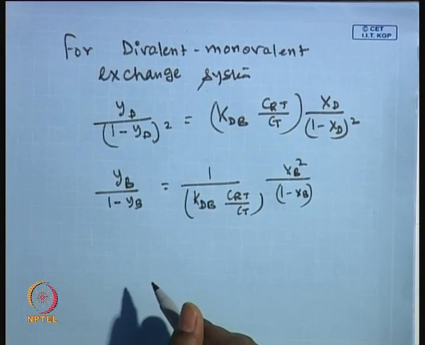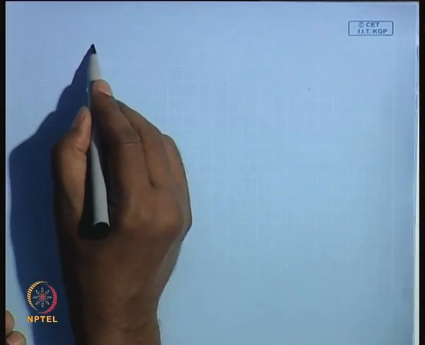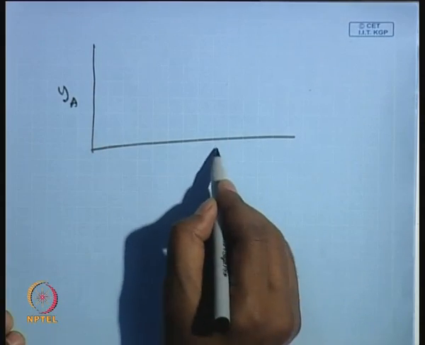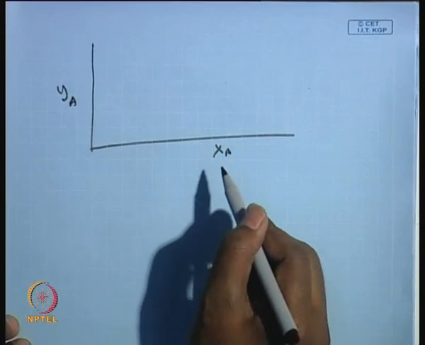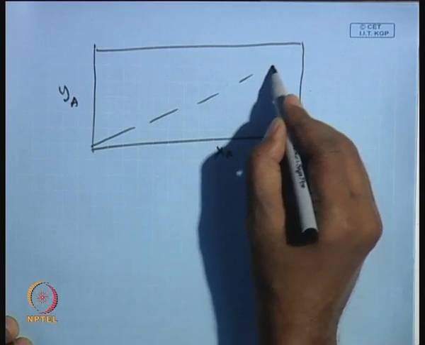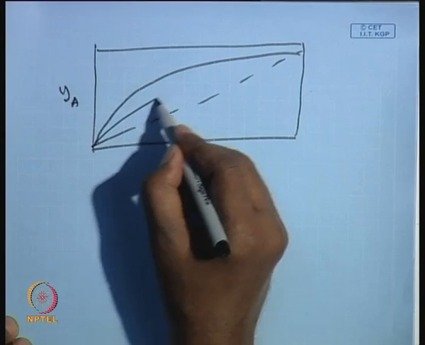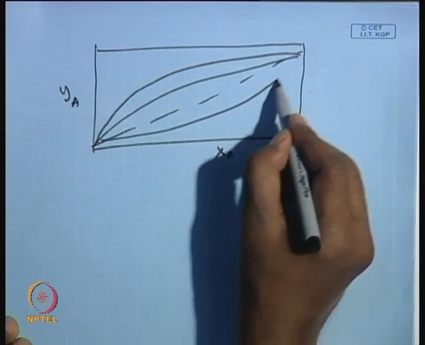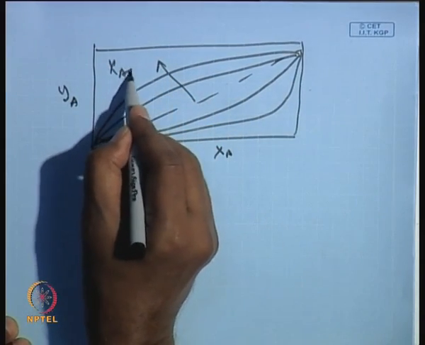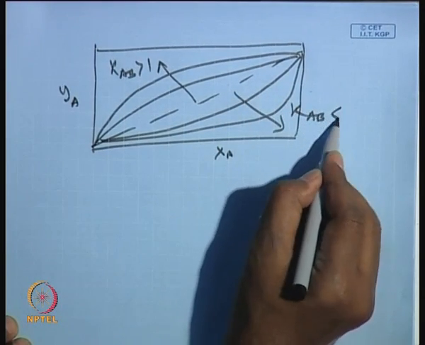Now, using this equilibrium, if you look into the equilibrium curves, they will look something like this. If you plot Y_A versus X_A, this is, let us say, a 45-degree line. You will be getting curves like this. On the other hand, you will be getting curves like this. And these will be K_AB is much greater than 1, and this way it will be K_AB is much less than 1.